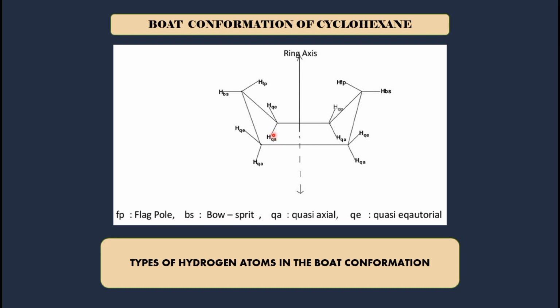Apart from that, there are eclipsing interactions between the axial hydrogens, these 2 axial CH bonds, these 2 and these 2 will have eclipsing interaction. In a similar way, there are eclipsing interactions between the equatorial bonds. These 2 are eclipsing, these 2 and these 2. So there are eclipsing interactions between the axial and equatorial CH bonds, which are also responsible for the rise in energy of this conformer. That is why this boat conformer has higher energy than the twisted boat.